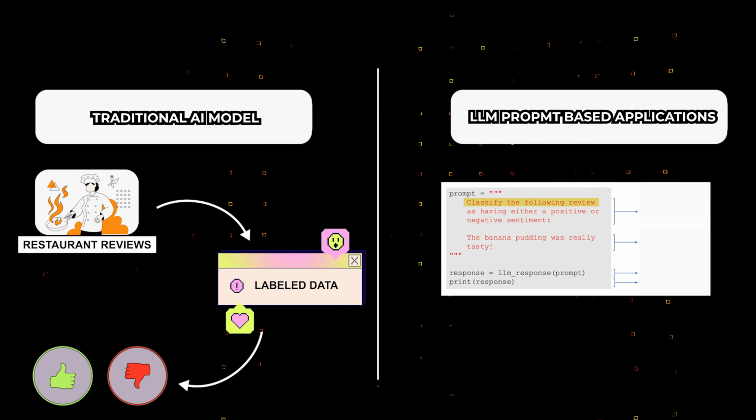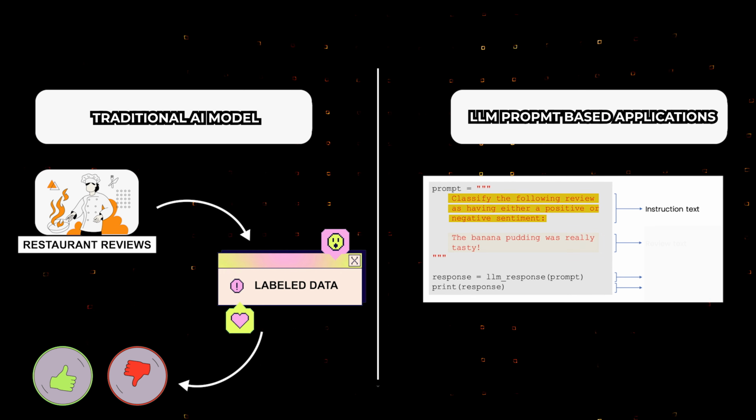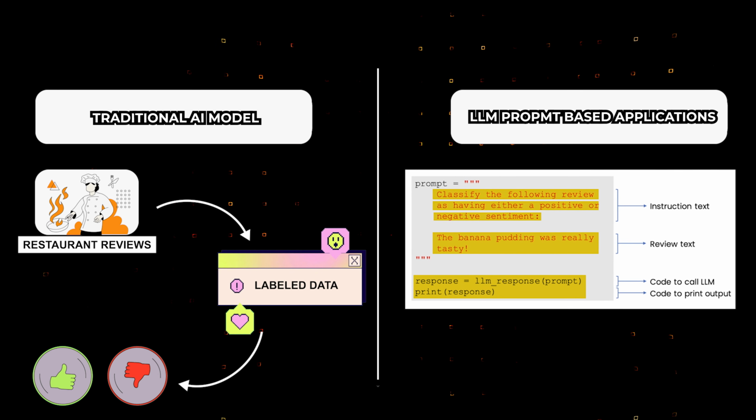But on the other hand, if you have prompt-based development, all you have to do is programmatically prompt the LLM, like "classify the following review as having either a positive or a negative sentiment," and then you write the review, which is "the banana pudding was really tasty." Then you would get the response output, which is that it's a positive review. That's it. No need to have labeled data, no need to feed it to anything, no need to train anything.